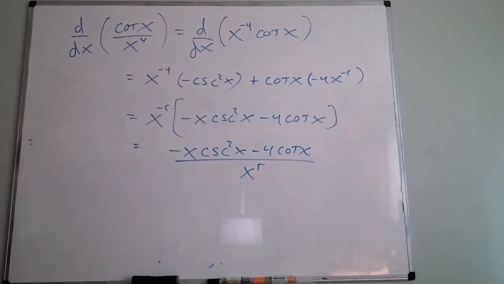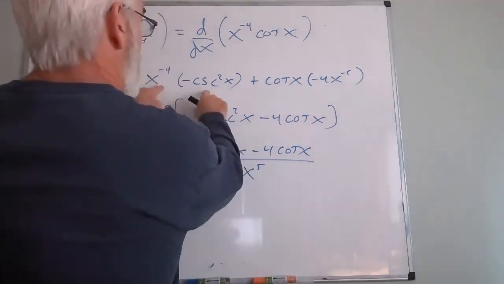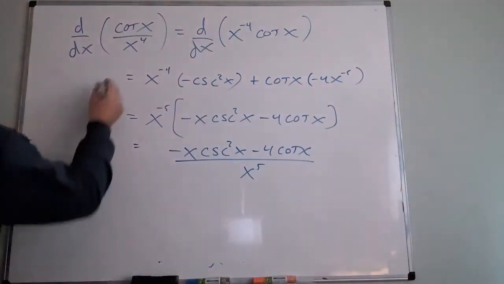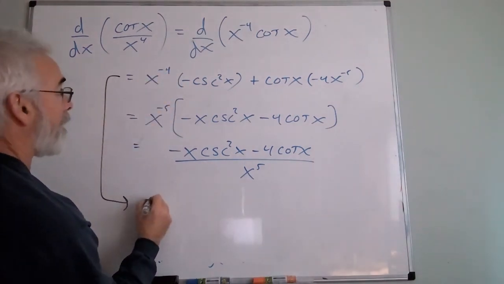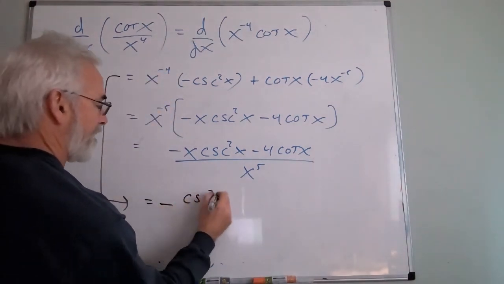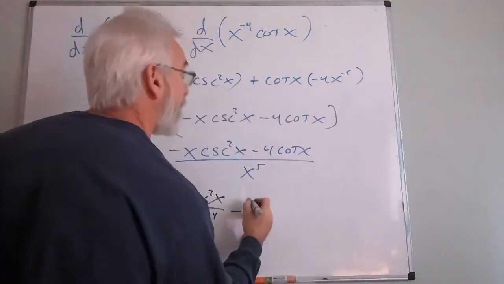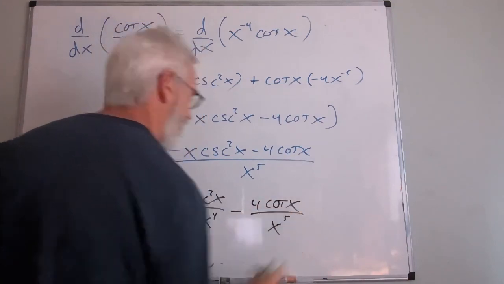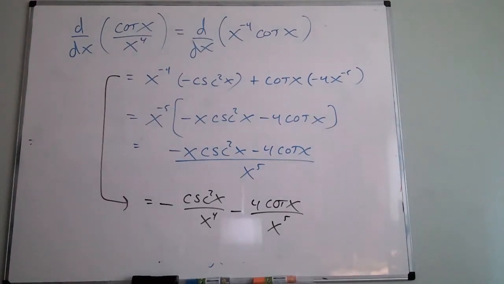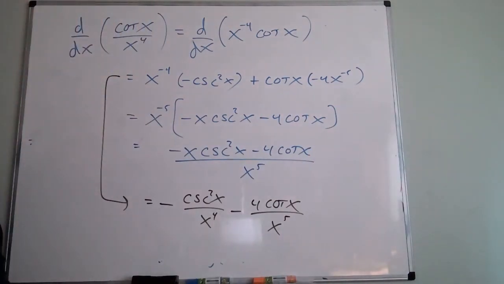Perfectly acceptable answer. The alternate version of this, which is equally acceptable, is just go back to here and go back to here. Just put that downstairs. So that's now negative cosecant squared x over x to the fourth. And this is negative 4 cotan x over x to the fifth. Same answer. Now, if I had broken this up into two quotients, that's what I would have gotten. This answer or this answer are the best answers.